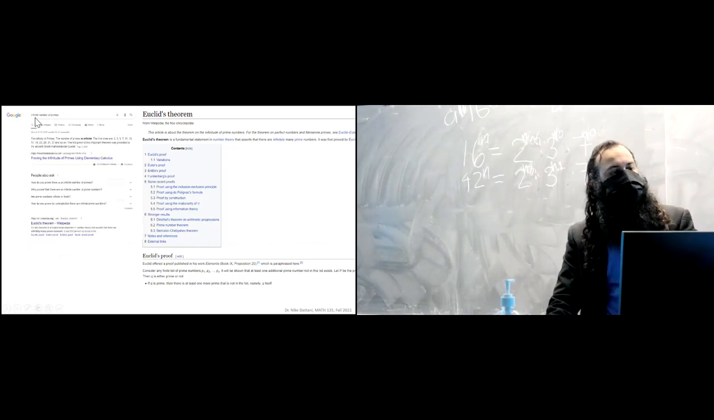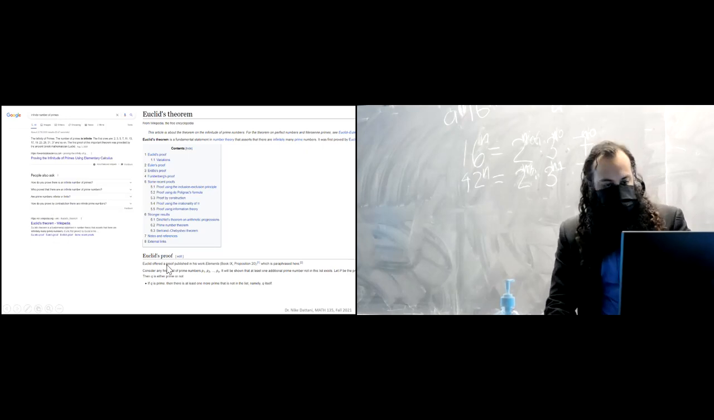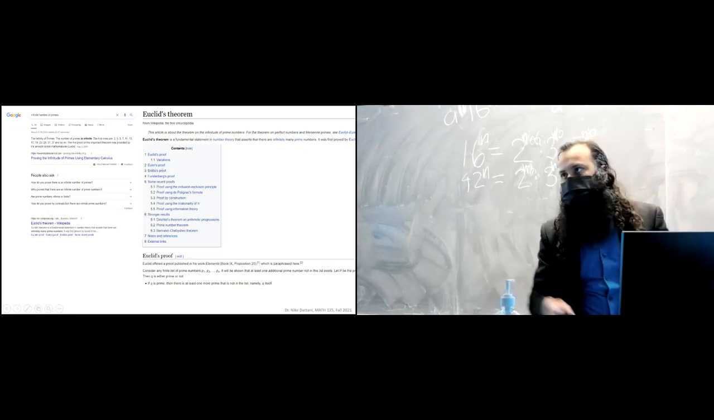when I Googled this the other day, I said infinite number of primes in Google. First thing I get is Euclid's theorem. I click that, it says Euclid's theorem asserts that there's infinitely many prime numbers. Okay, so that's the right proof. And then I have a proof right here, Euclid's proof from proposition 20 of book 9 of the Elements. You just get it like that, right?